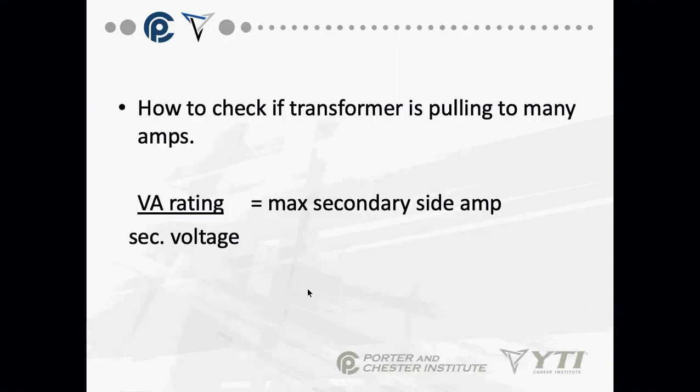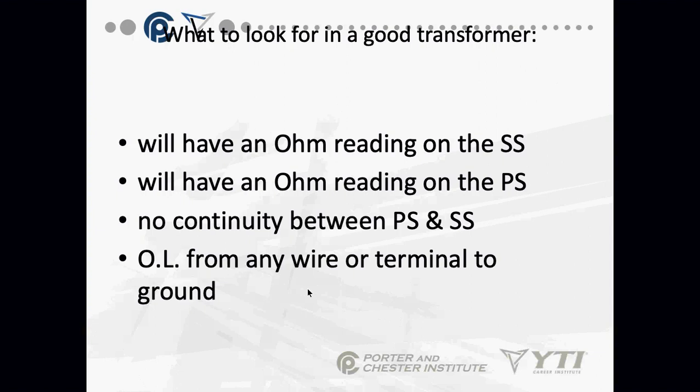How to check a transformer? First of all, we take amperage readings. You take your VA rating. You have to know that. In other words, you have to know what your VA rating is. You ohm out the reading on the secondary side. You ohm the reading on the primary side. And then you go from R on the secondary side to L on the primary side. I'll show you this when I do a diagram. Then you check from any wire to ground.